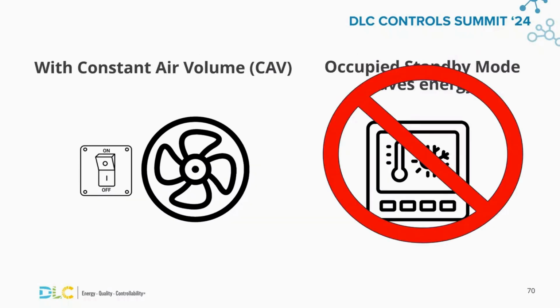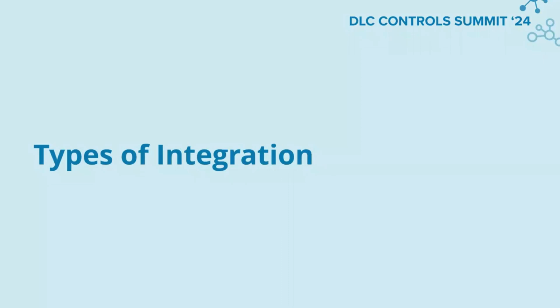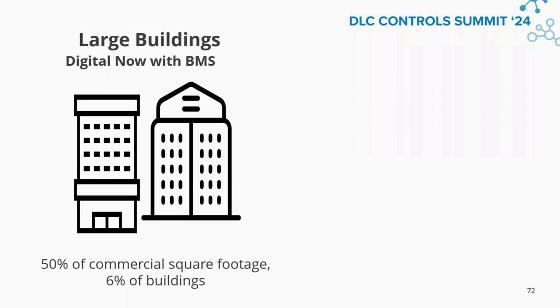With a CAV system, occupied standby mode might save a little energy, but not very much unless you do an expensive upgrade to replace all of the fan motors with variable speed motors and add VAV boxes to all of the duct outlets. The type of NLC HVAC integration depends on the size of the building. NLC HVAC integration rarely happens, but it's feasible now in many large buildings and sometimes actually happens in large buildings that have digital building management systems.